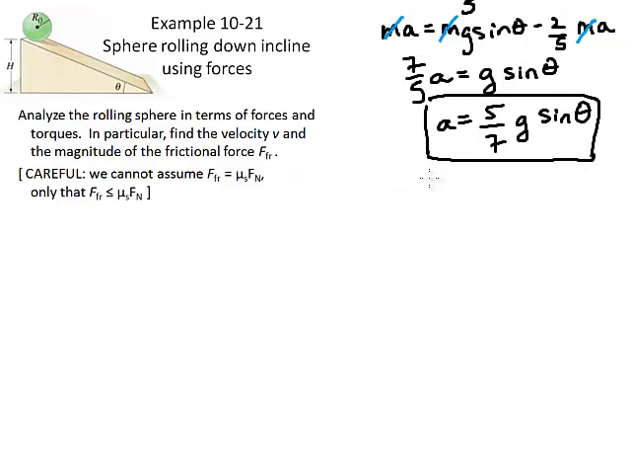Now, if you want to compare that, if we have an object that is just sliding down a frictionless incline, we would get the expression a is equal to g sine theta. You might remember that from last year. So you can see that the acceleration, because we have rolling, is going to actually be less than if we had an object that was just sliding down a frictionless incline.